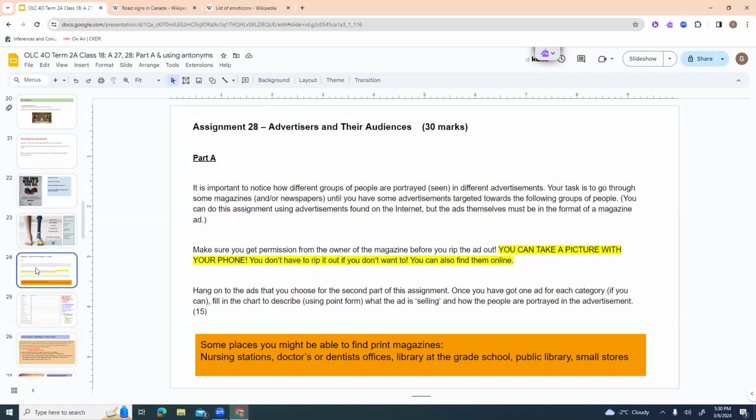So if you're at the doctor's office, you can't necessarily assume, hey, it's okay if I just tear this out. They won't mind. They might mind. You don't want to get people upset. You could always just take a picture of it with your phone. So you don't have to rip it out at all.